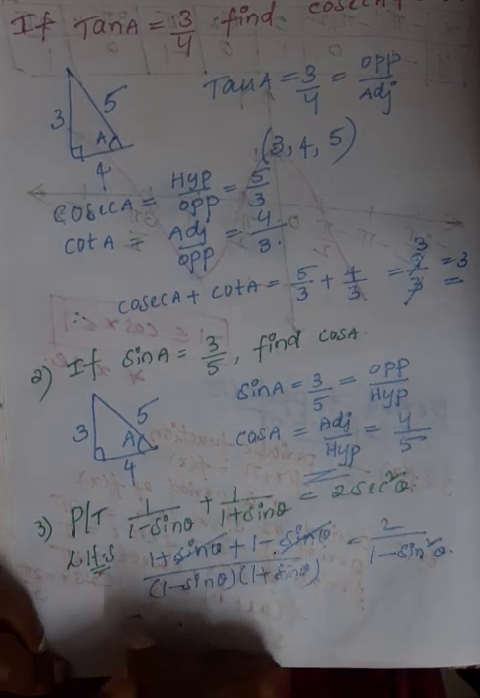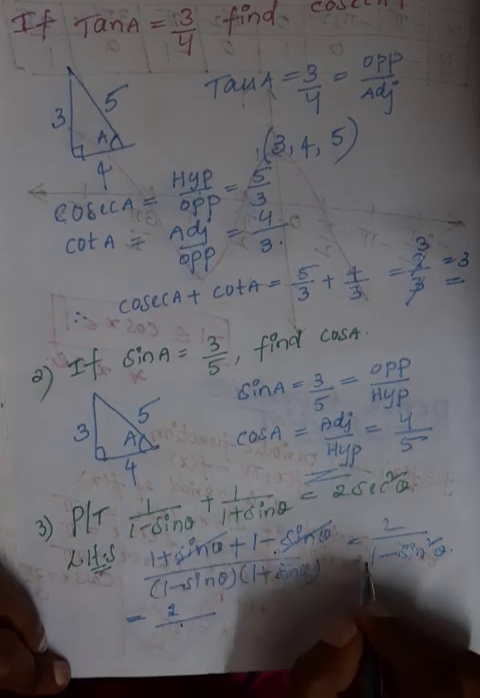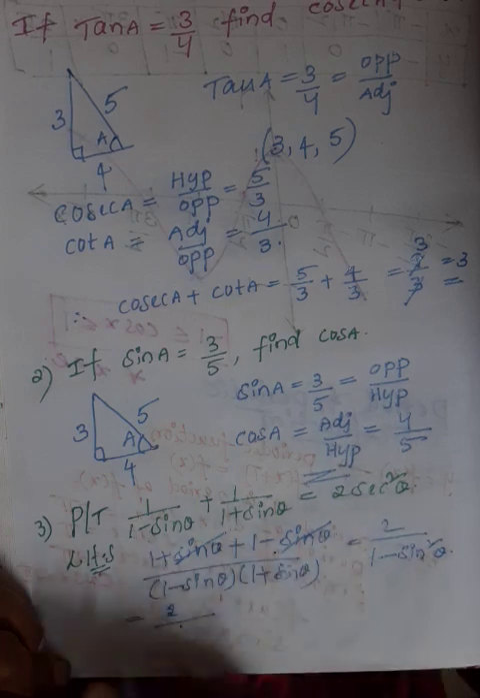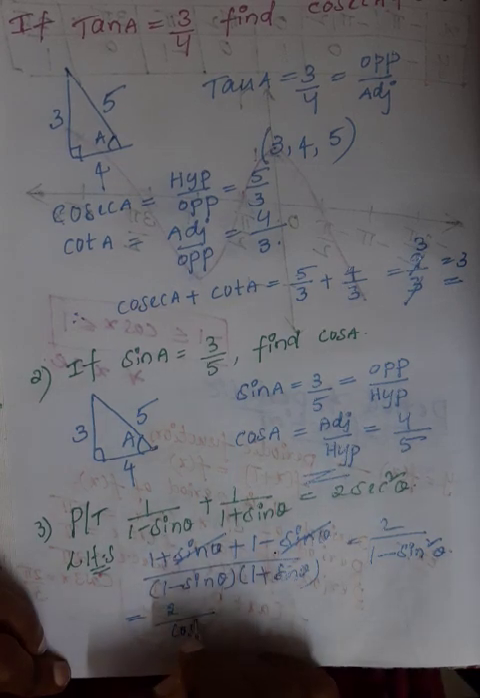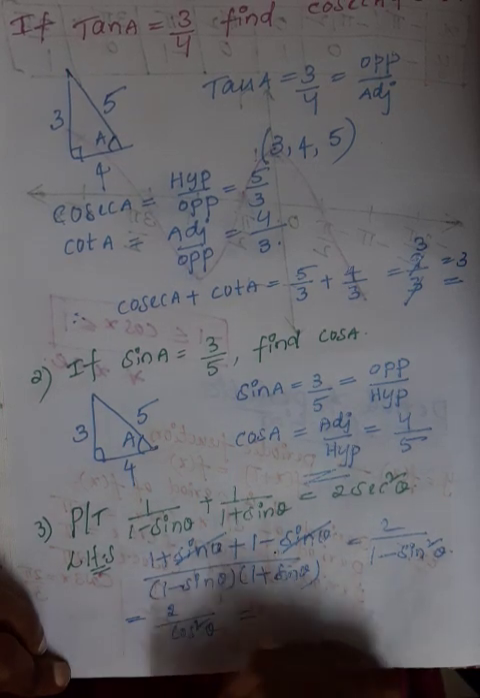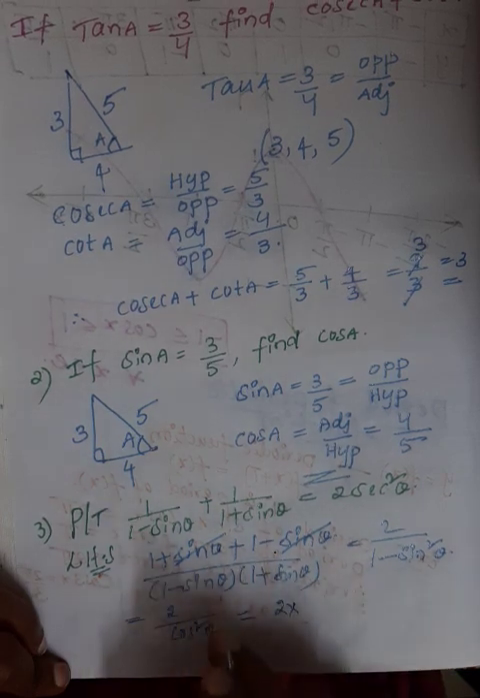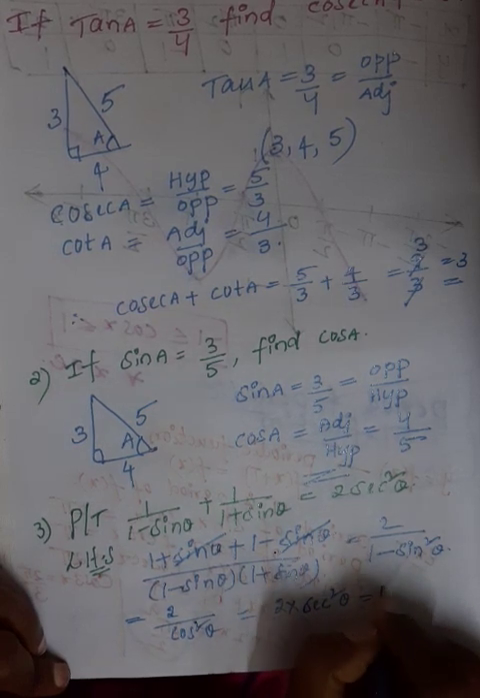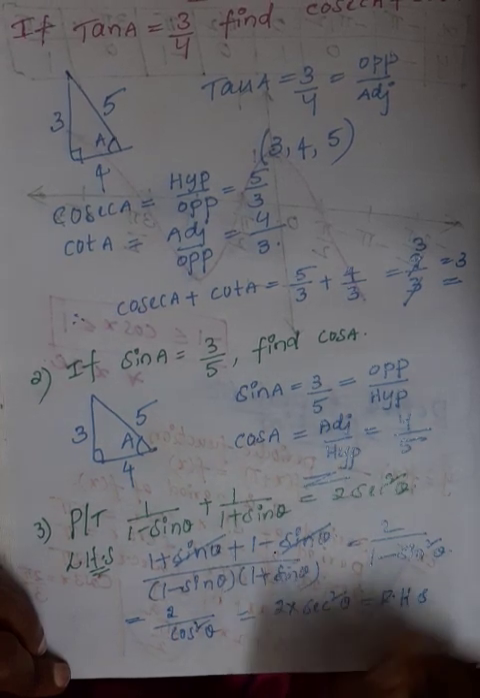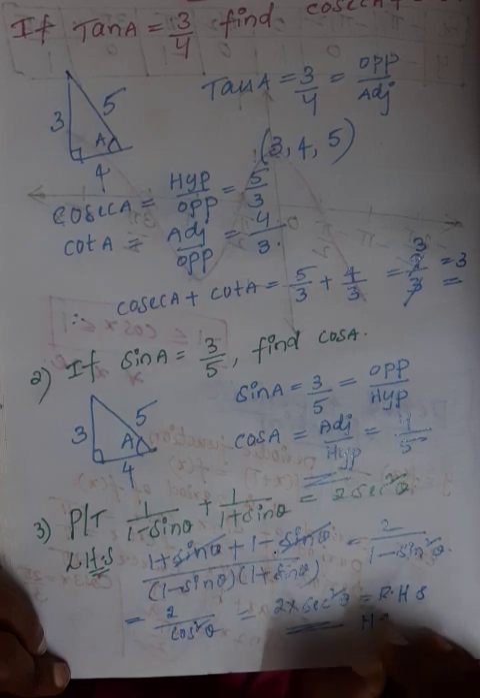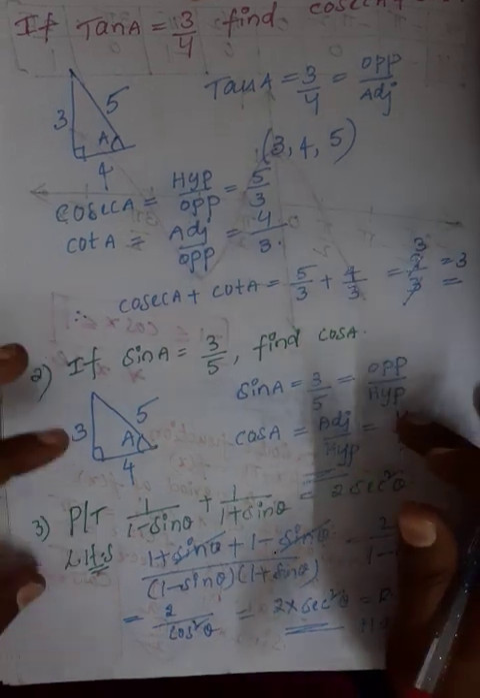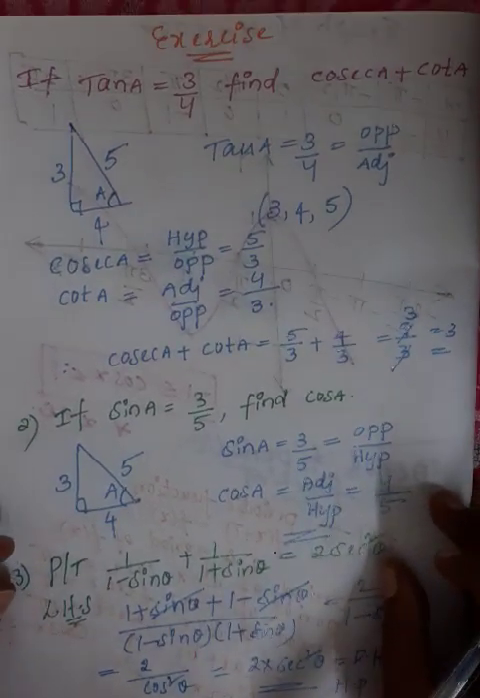Therefore this is equal to 2 by 1 minus sin square theta. We already discussed this earlier: 1 minus sin square theta is cos square theta. So 2 into 1 by cos square, the reciprocal, is sec square theta, which is equal to RHS. Hence proved. So like this you have to prove. By this we have completed a total of 3 questions in your exercise.